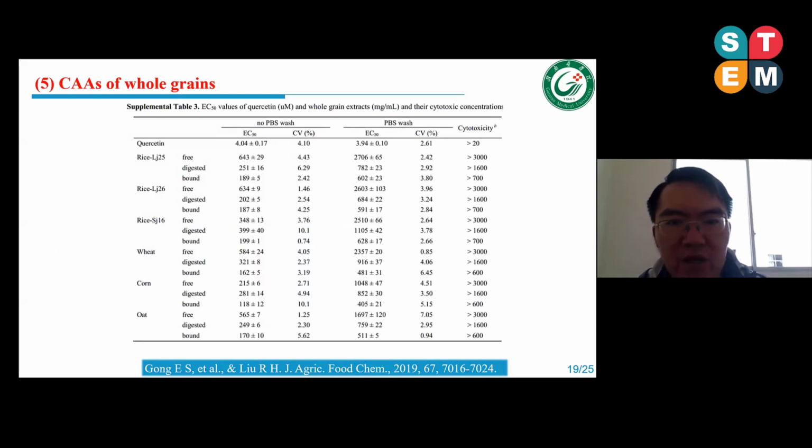EC50 values for the inhibition of peroxyl radical induced DCFH oxidation by quercetin and whole grain extract, and their cytotoxic concentrations, are shown in this table. The cytotoxicity results suggested that whole grain extract and quercetin showed no cytotoxicity to hepatocytes at the tested concentrations of CAA.